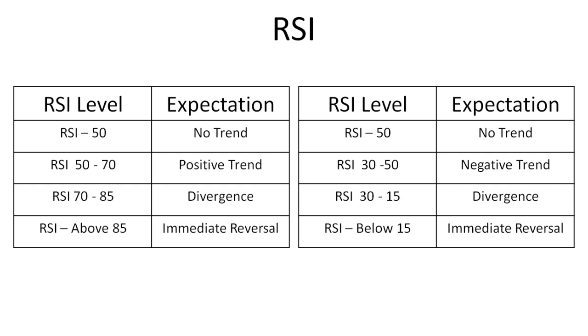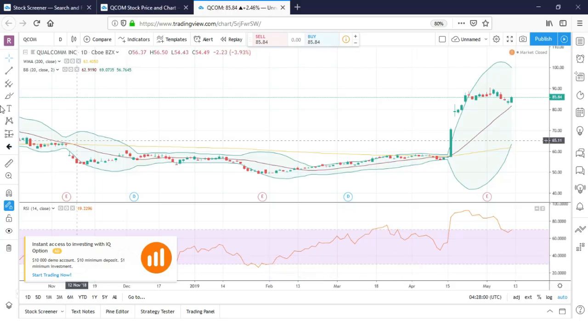In the same way, on the downward side, if the RSI is 50, no trend; between 30 to 50 it's a negative trend; 30 to 15 is divergence; and below 15 it is an immediate reversal. You can easily use these filtrations on live charts.